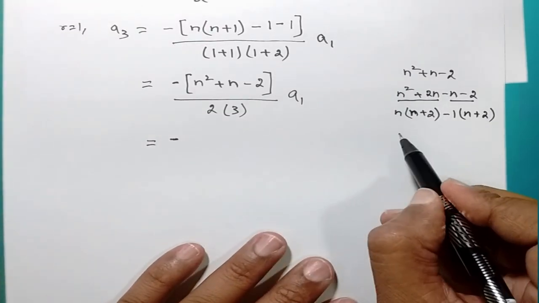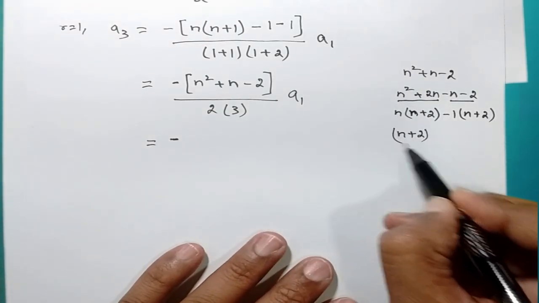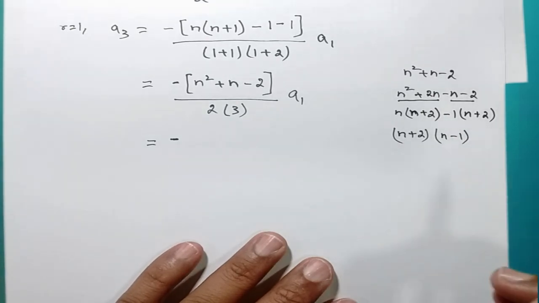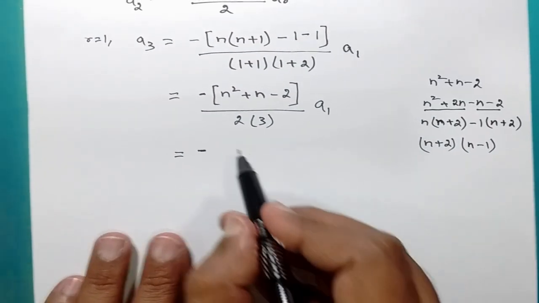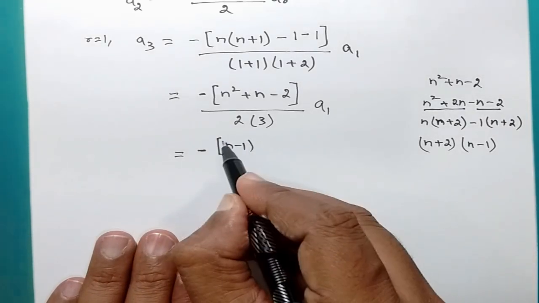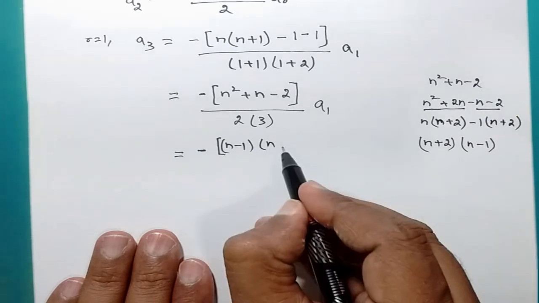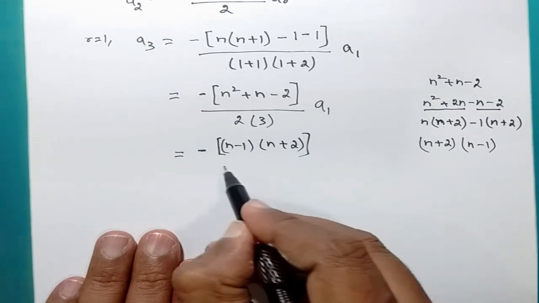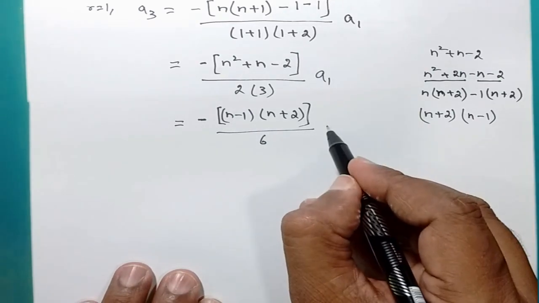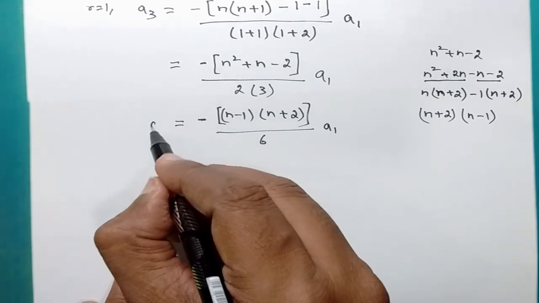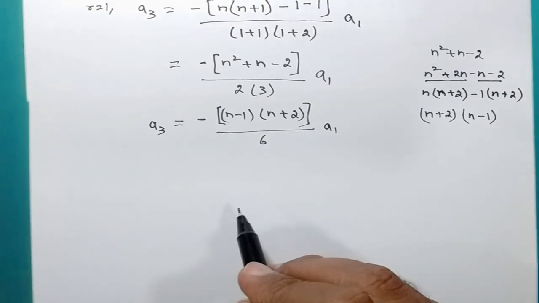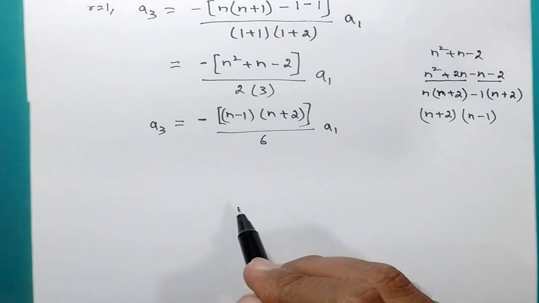So what is common further? n plus 2 is common here, and you will be left with n minus 1. So you factorize this expression. You can write the expression as n minus 1 into n plus 2 whole divided by the denominator 3 times 2 will be 6 times this a1. So you got the a3 value. Because a1 is a non-zero term, a3 will also be a non-zero term.